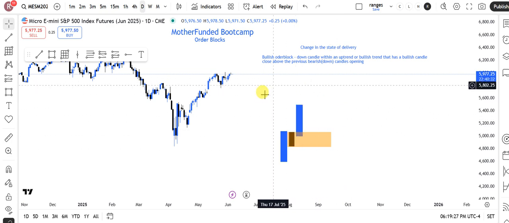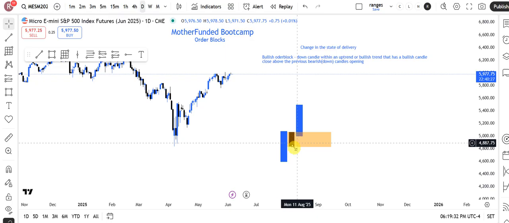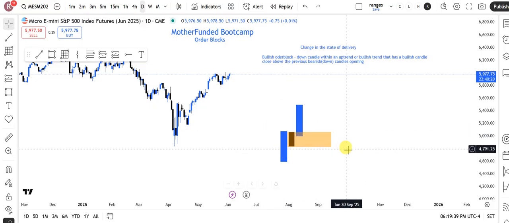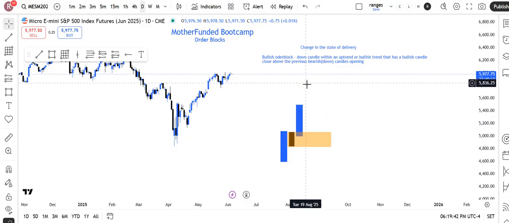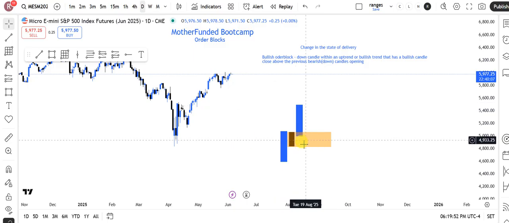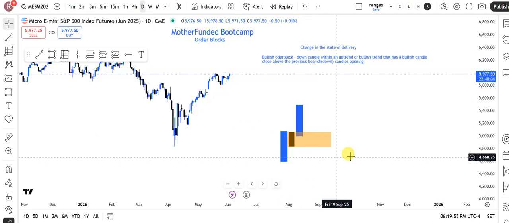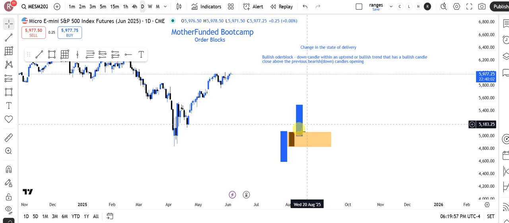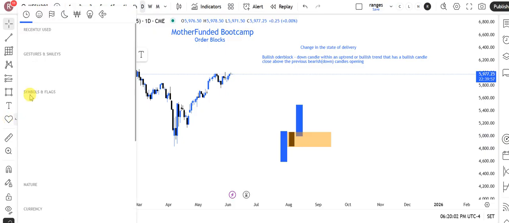So how do we use this? Like I said, it's a change in the state of delivery. When it's a change in the state of delivery, we don't have any trading to the upside from this area right here in this shaded box. Just like fair value gaps and volume imbalances and inefficiencies, this is inefficient in a certain area of trading, because there's no trading in here. So price, just like with all of our other confluences, is going to be drawn towards it.